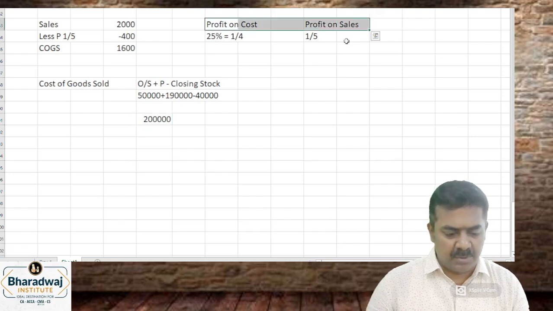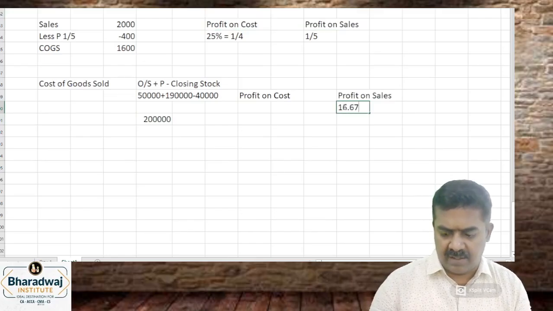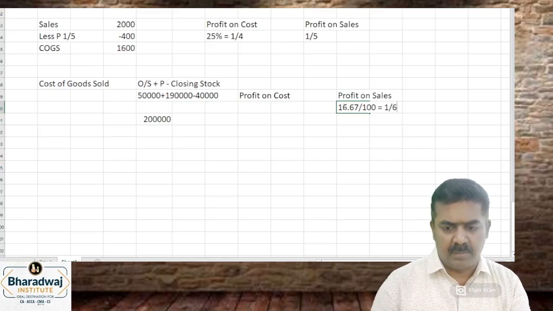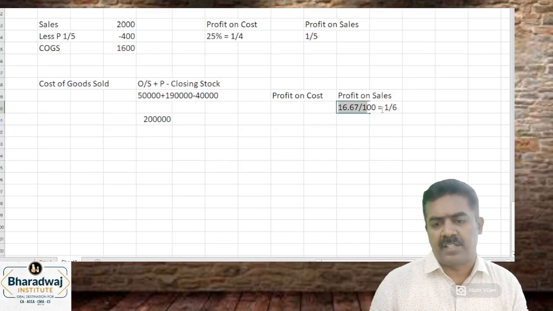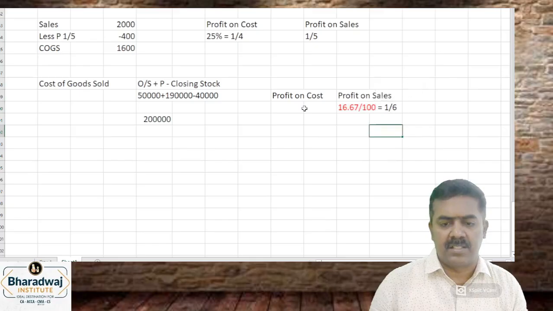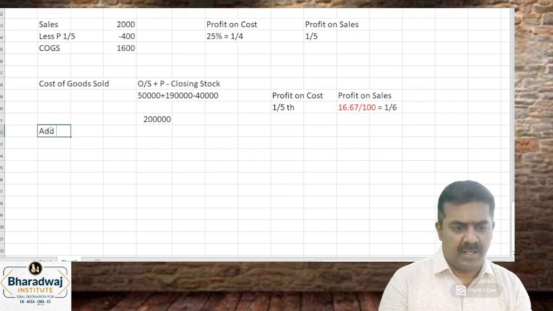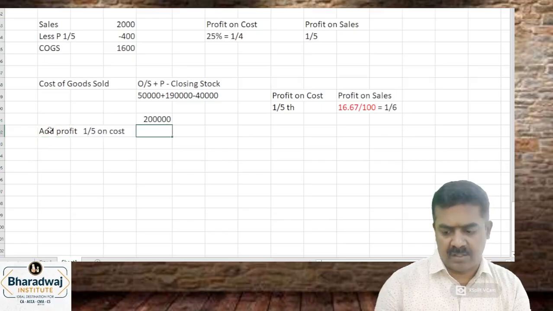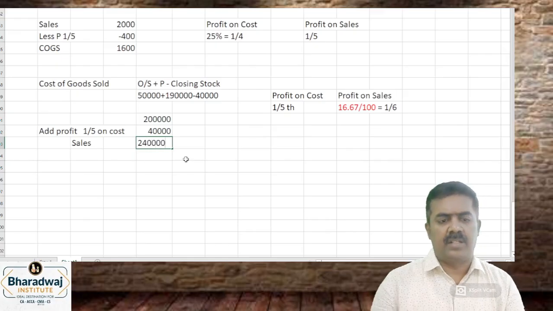Profit on sales is given. What percentage? 16.67 by 100. If you apply this, it will come to 1/6. So what will be the profit on cost? 1/6 on sales will be 1/5 on cost. They ask for sales. 1/5 on cost will be 40,000. Add it, and sales will come. What is the sales? 2,40,000.